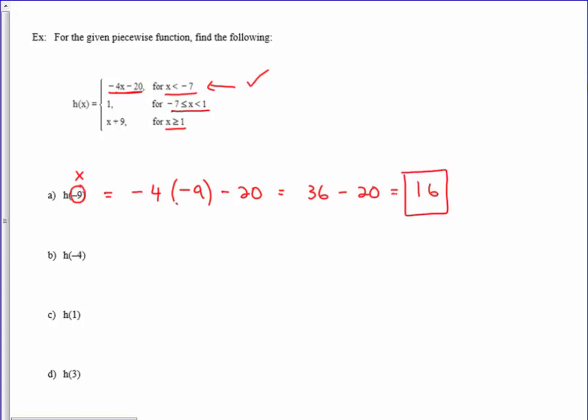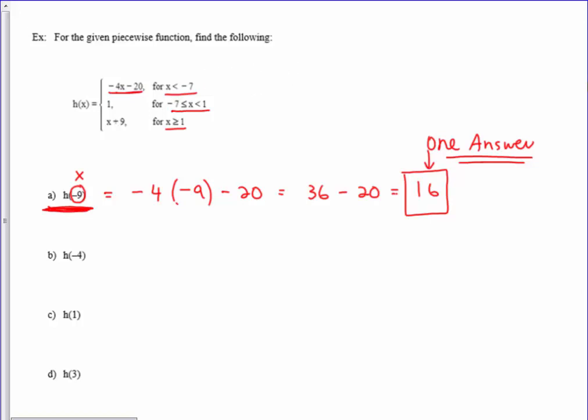For each function evaluation that you have, you will have only one answer. So even though your piecewise function has 3 different pieces, for each single function evaluation, you will only have one answer. Whatever you do for these type problems, do not plug your x value into all 3 pieces. That's not the proper way to work the problem.